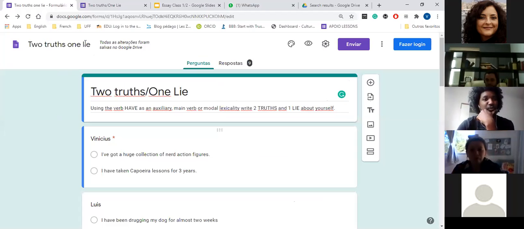We've been using Google Forms for quite some time now. And what I did was I played a very common game. I believe everybody here, at least most of us, have played this game in class, which is the Two Truths, One Lie activity. But the idea was they were supposed to write 3 sentences about themselves, okay, using the verb have in any of the capacities that we have studied before.